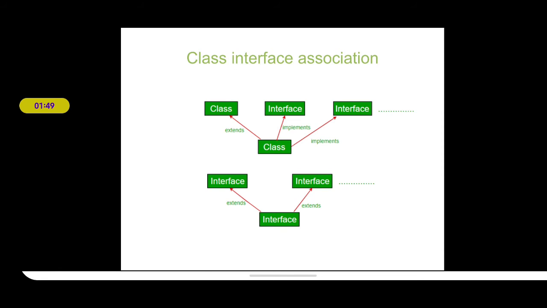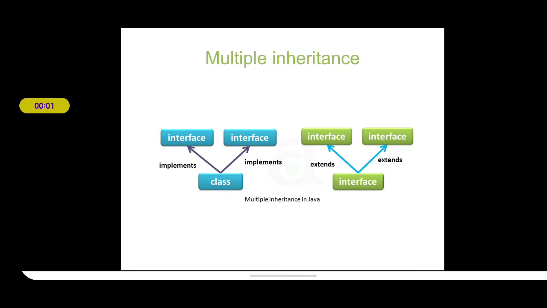In this diagram, we can see that a class extends another class. Likewise, an interface extends another interface, but a class implements an interface. The multiple inheritance in Java can be implemented either by implementing an interface in a class or extending an interface to another interface.